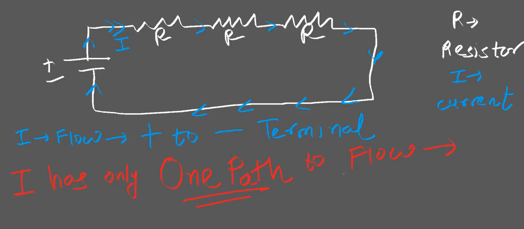Now an important thing to note in a series circuit is that the value of current remains the same while the value of voltage divides by the value of resistance using Ohm's law. Now let's see how a parallel circuit is different from this one.